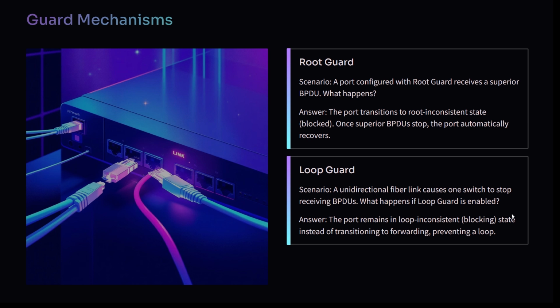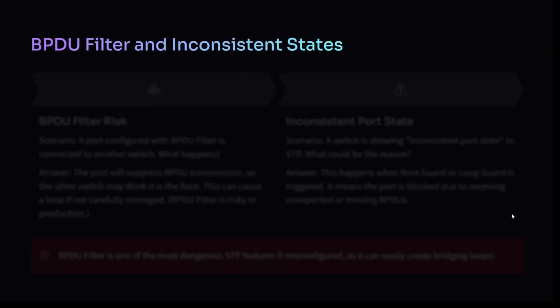Loop guard. Scenario: a unidirectional fiber link causes one switch to stop receiving BPDUs. What happens if loop guard is enabled? Answer: the port remains in loop inconsistent, blocking state instead of transitioning to forwarding, preventing a loop.